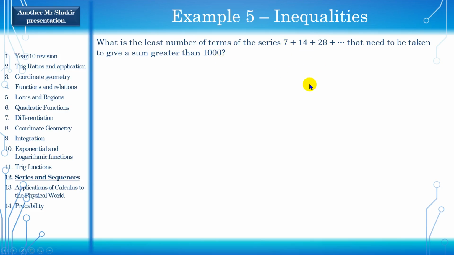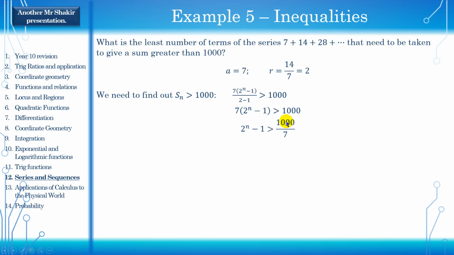Well, we know A, we can figure out R. Always start off every question by just writing A is equal to this, R is equal to this. And we need to find out N. N is missing. We don't know N. But we do know that the sum of the first N terms has to be 1000 or more. Right? So this is the formula. It has to be more than 1000. Simplify. And take the minus 1, take it to the right hand side.